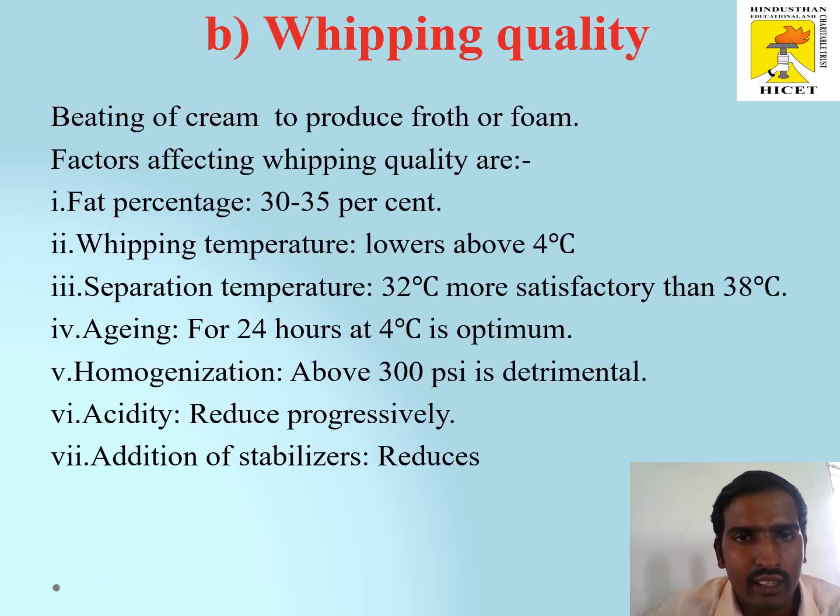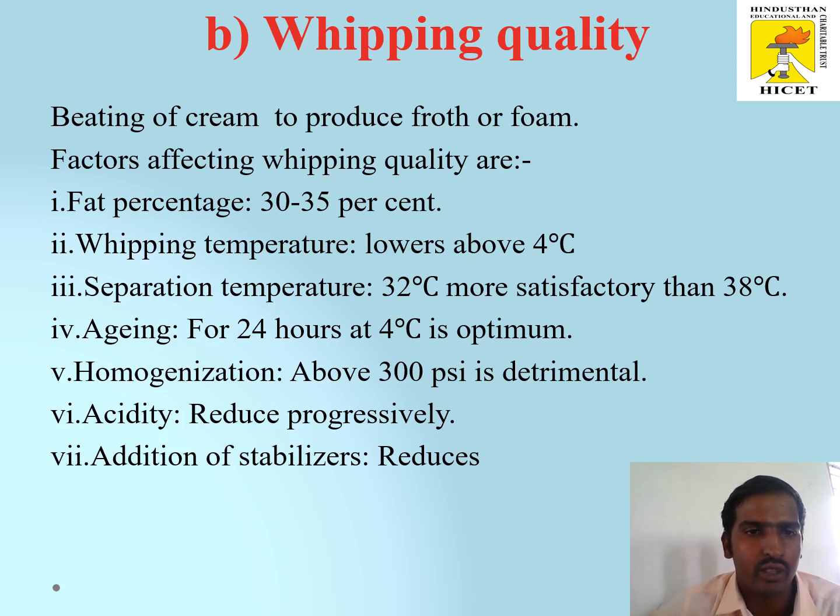Next is the whipping quality. Whipping is beating the heavy cream with some other ingredients to improve the quality of the cream, using agitators to produce froth or foam. That is the whipping of the cream. There are some factors affecting the whipping quality. The first is the level of fat present in the milk. The fat percentage should be 30 to 35%.